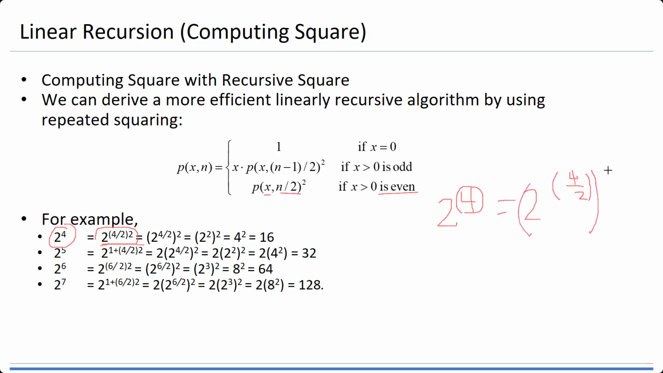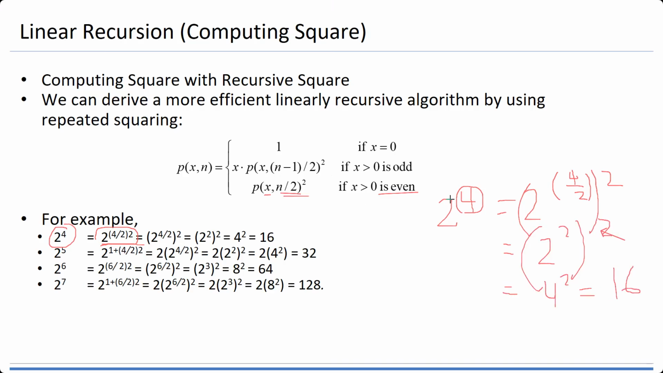Actually, we can just do like this one, power of 2. And then we know that this is 2 power of 2 and power of 2. We know this is 4 power of 2. Then the result will be 16.